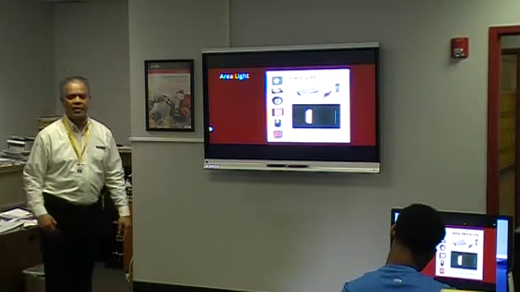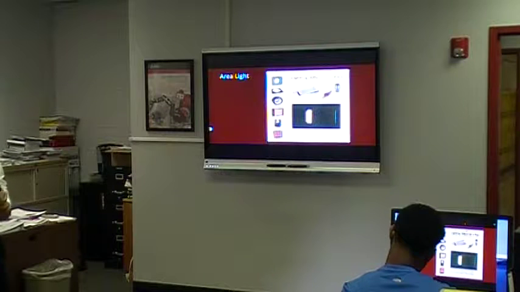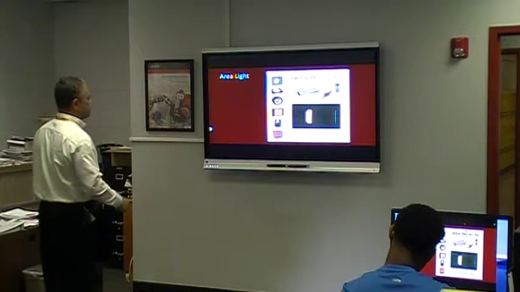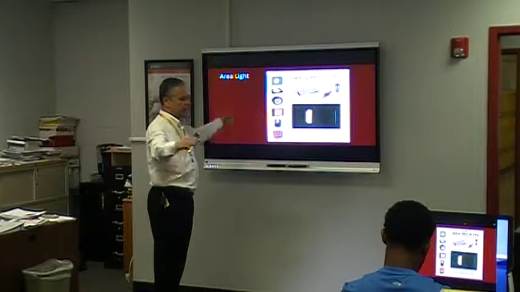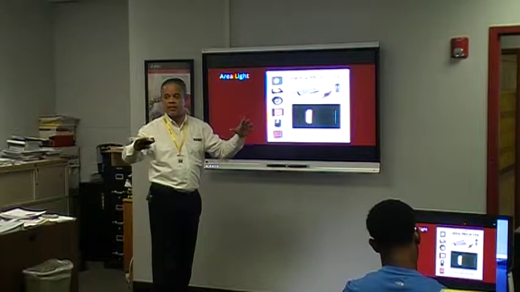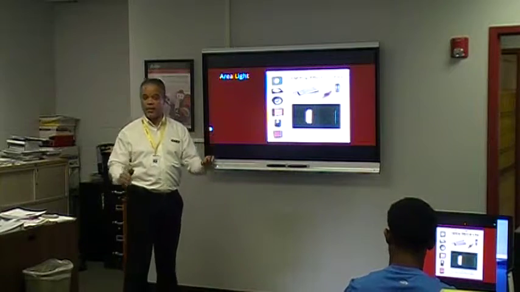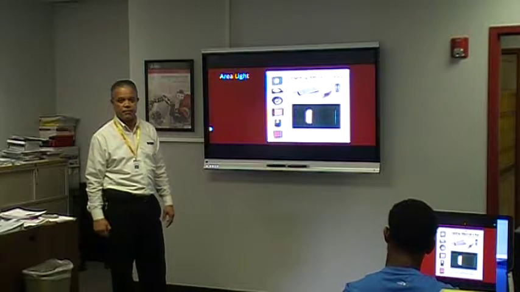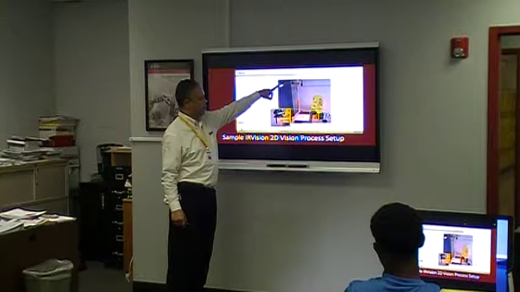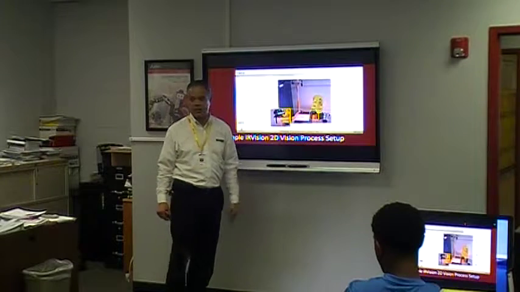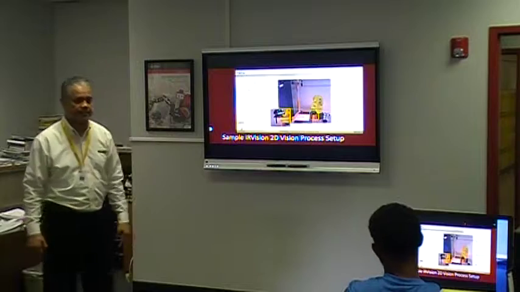An area light, I showed you guys an example of that the other day where we did that LED area illuminator. This is the same scenario, where it highlights an entire work area, if you will, or the area where that target or sample part happens to be. And this is what I showed you the other day, where we had an LED area illuminator going down here. We were beginning to do the initial setup for a 2D vision process. Okay.